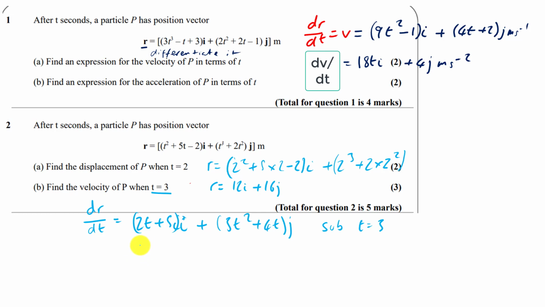and we'll just write that in for our method marks. 2 times 3 plus 5 i plus 3 times 3 squared plus 4 times 3 j, and we're going to work that out as 11i plus 39j, and then put the units in. There we go.